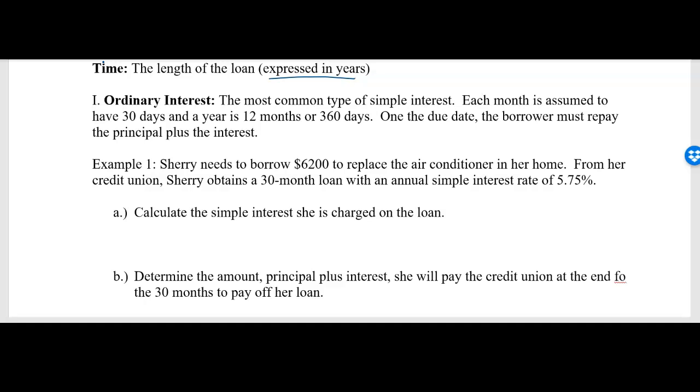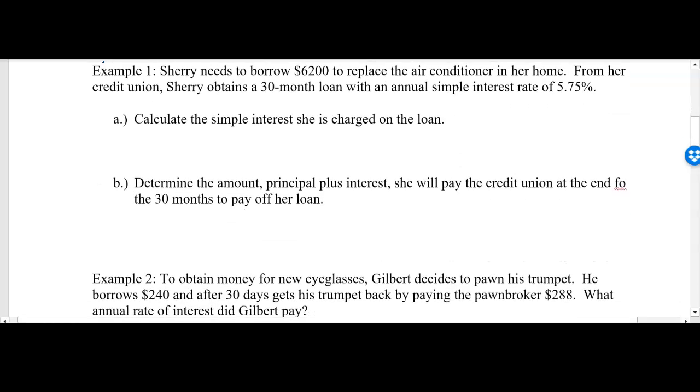And let's just go ahead and jump right into an example so you can see how we would apply this. So Sherry needs to borrow $6,200 to replace the air conditioner in her home. From her credit union, Sherry obtains a 30-month loan with an annual simple interest rate of 5.75%. Part A. Calculate the simple interest she is charged on the loan.